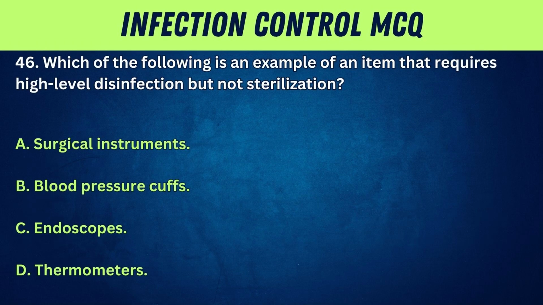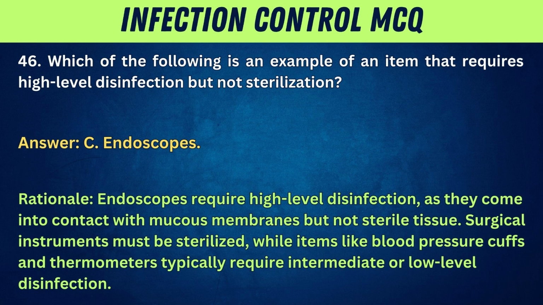46. Which of the following is an example of an item that requires high-level disinfection but not sterilization? A. Surgical instruments. B. Blood pressure cuffs. C. Endoscopes. D. Thermometers. Answer: C. Endoscopes. Rationale: endoscopes require high-level disinfection as they come into contact with mucous membranes, but not sterile tissue. Surgical instruments must be sterilized, while items like blood pressure cuffs and thermometers typically require intermediate or low-level disinfection.